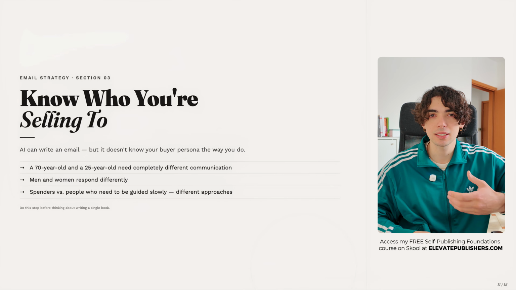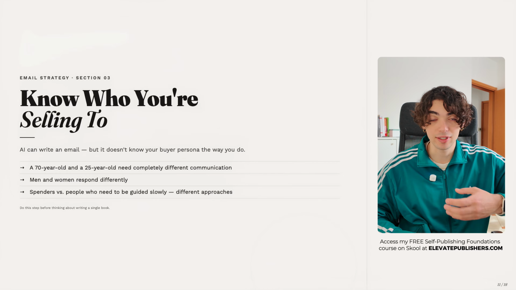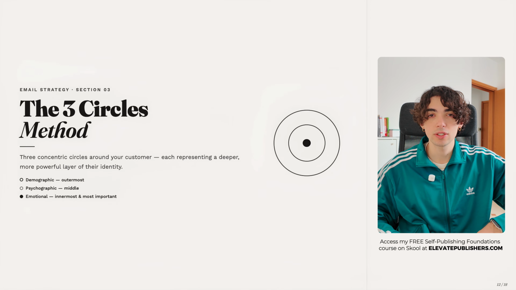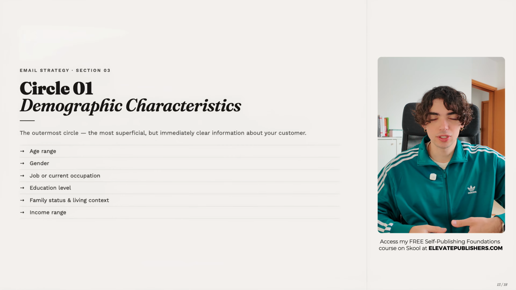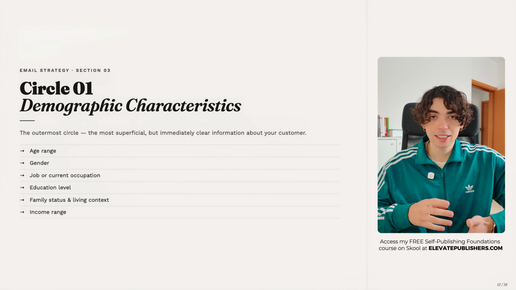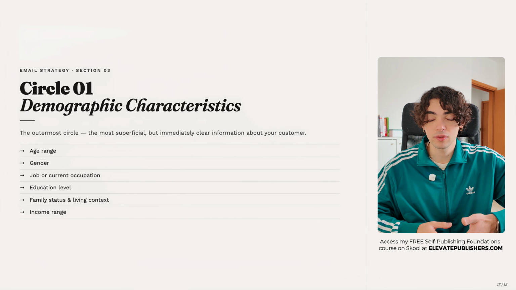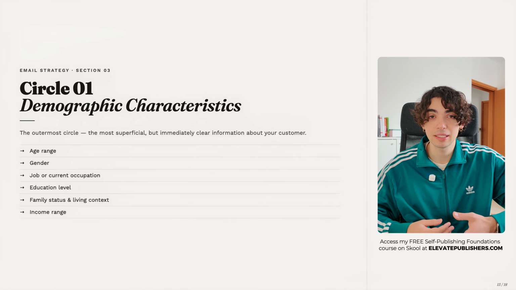And this is a step you must take even before thinking about creating a book, because it allows you to tailor everything. To create the buyer persona profile, I use a very simple technique that I call the 3-circle method. It consists of drawing 3 concentric circles around our customer that represent different parts of their life. The outermost circle represents the most superficial part, which I call demographic characteristics. This list of traits allows us to define all the information that is immediately clear and obvious, such as age range, gender, job or current occupation, education level, family status, what state or context they live in, and their income range.